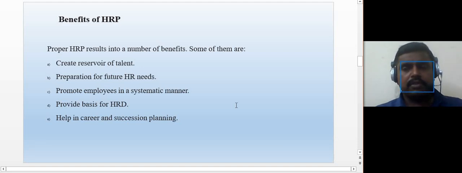And the benefits of human resource planning. Proper human resource planning results in a number of benefits. Some of them are to create a reservoir of talents, because we have to maintain talent management and prepare for future human resource needs. Whatever it is, we must prepare for it because the company is ready to adopt some new changes.